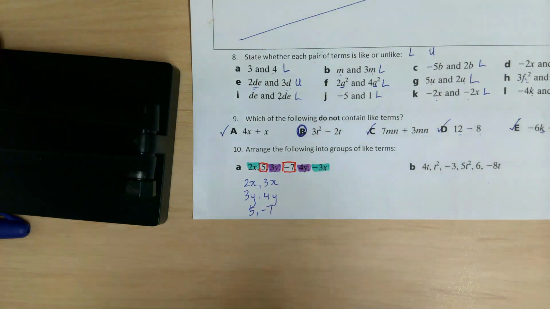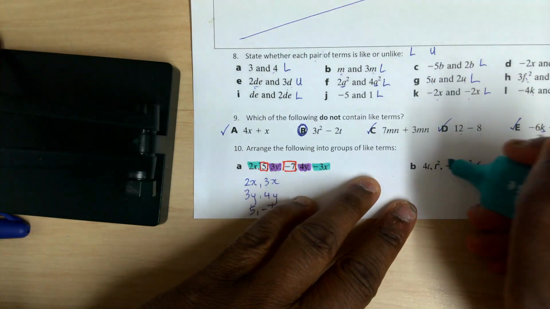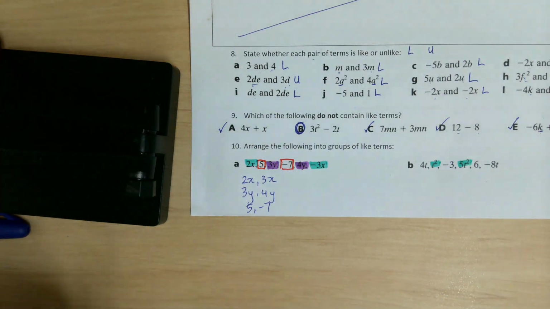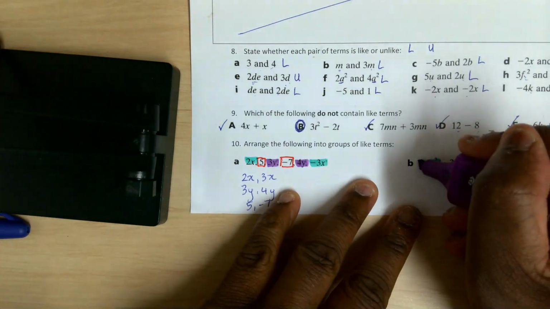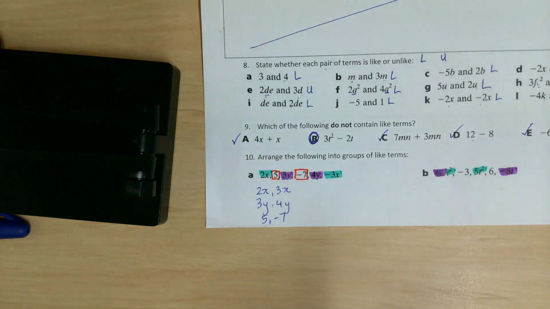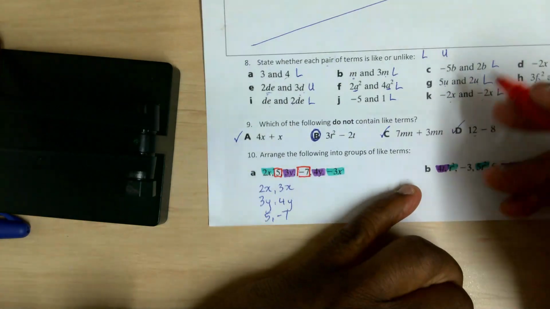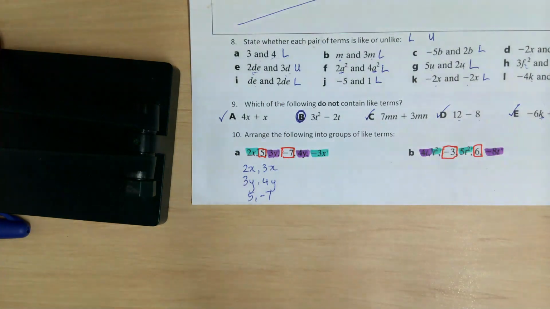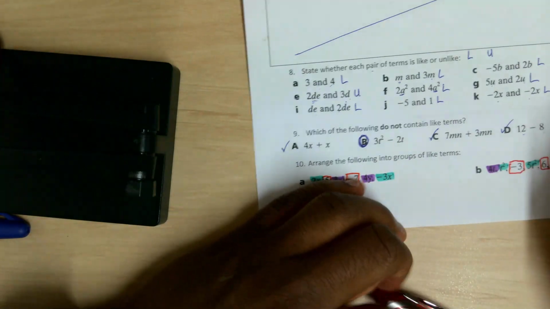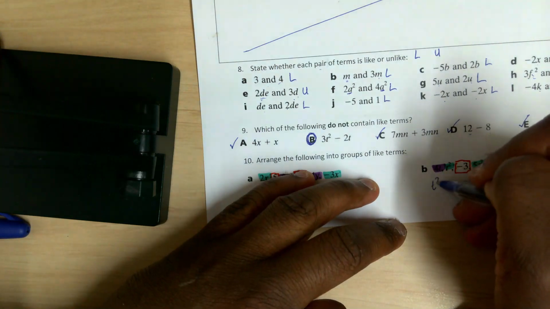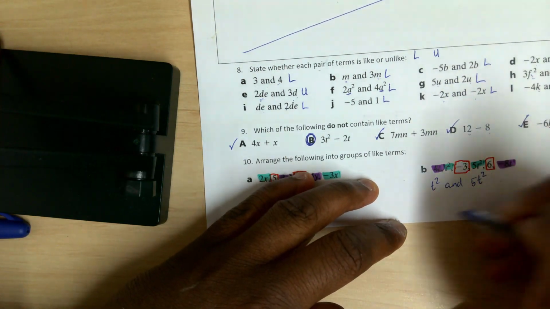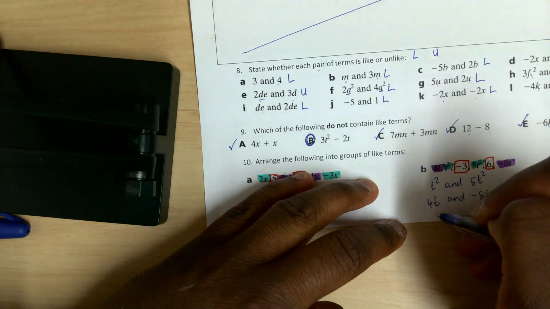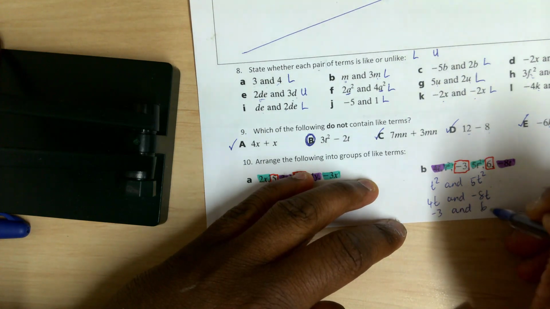Same thing here. I'm going to put my t squared terms in green. In purple, I'm just going to put t terms. And in red, any constants. And then we go off our color coding. Our like terms are t squared and 5t squared, 4t and negative 8t, and negative 3 and 6.